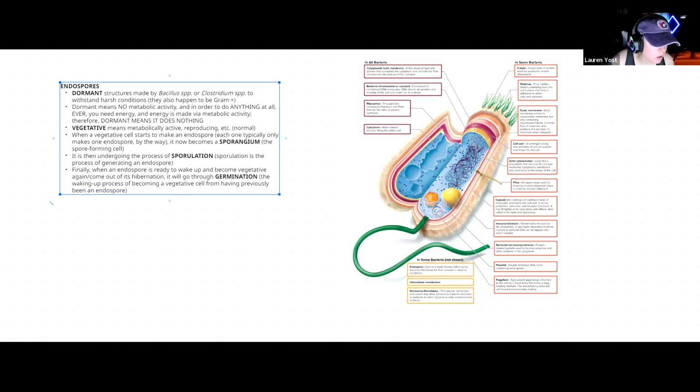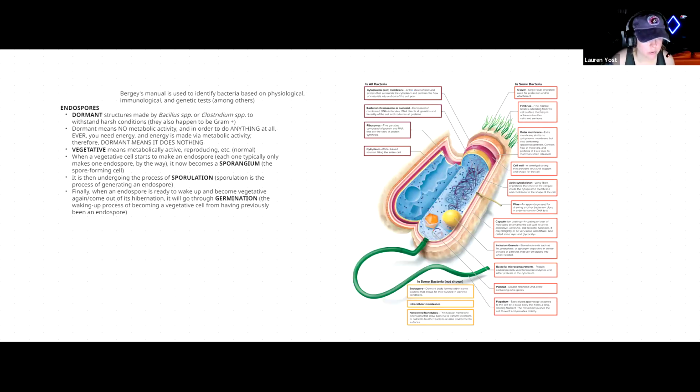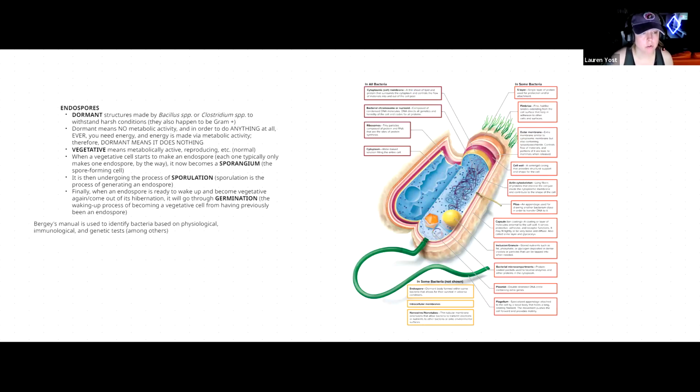Okay. So I will just put that Bergey's manual is used to identify bacteria based on physiological, immunological, and genetic tests, among others. There's all sorts of tests in there that we can base off of, but it doesn't have to be our basic categorized situations like we've had before. So I'm just going to leave that one there.